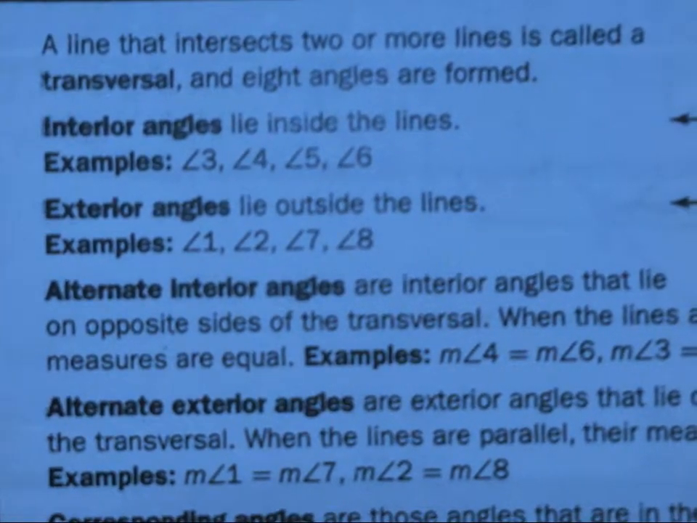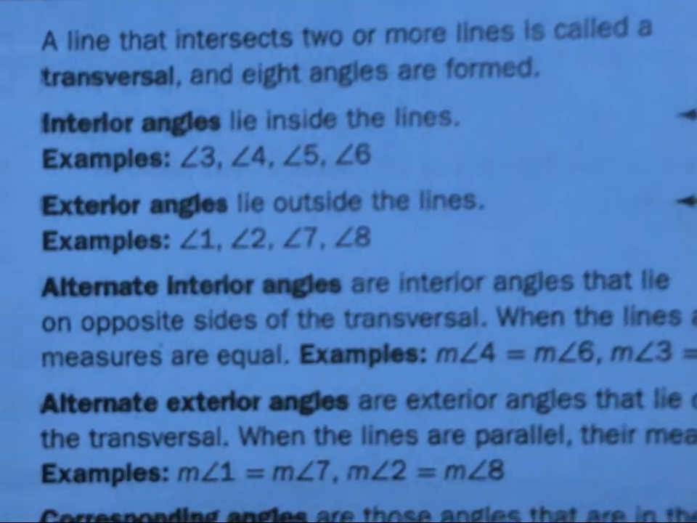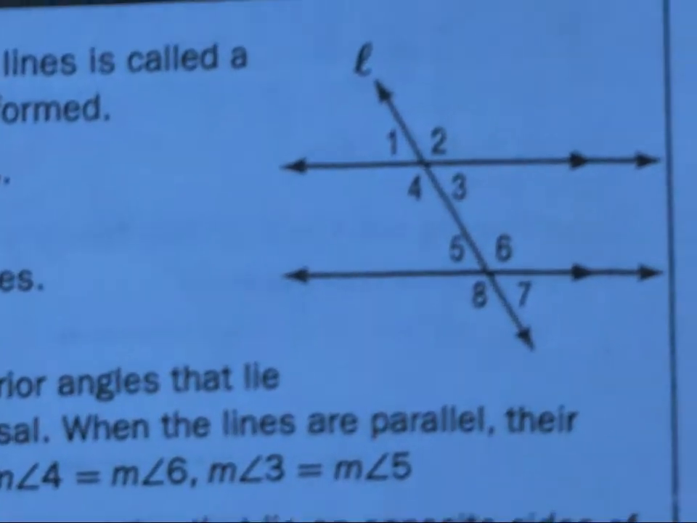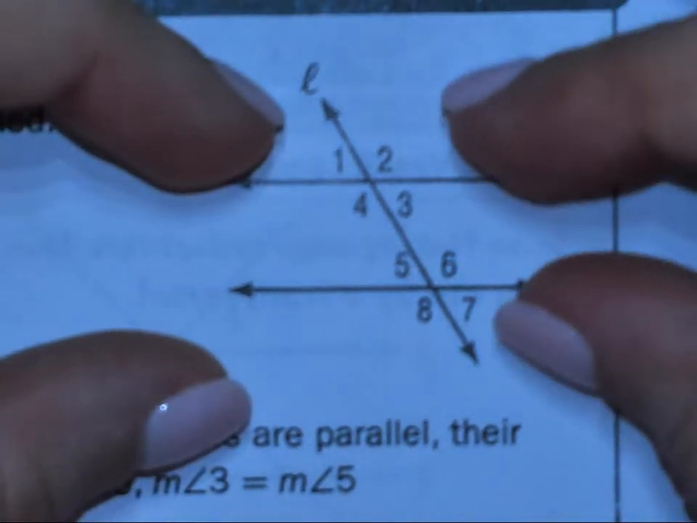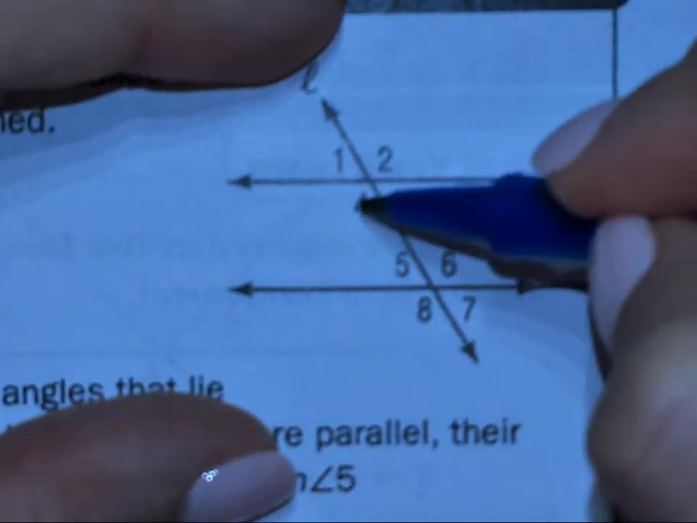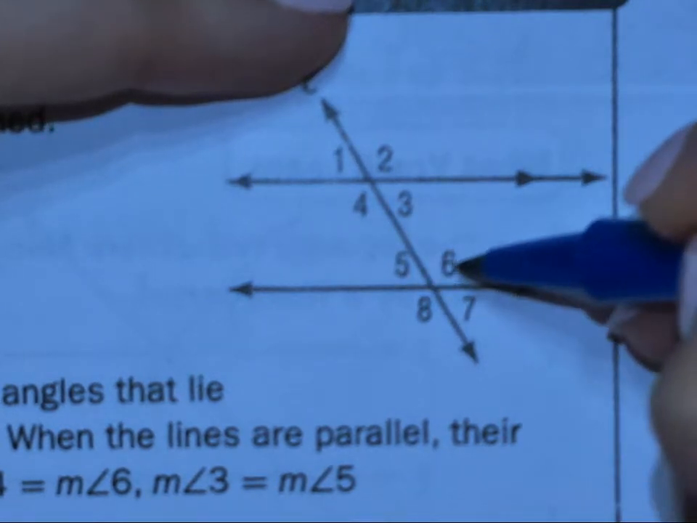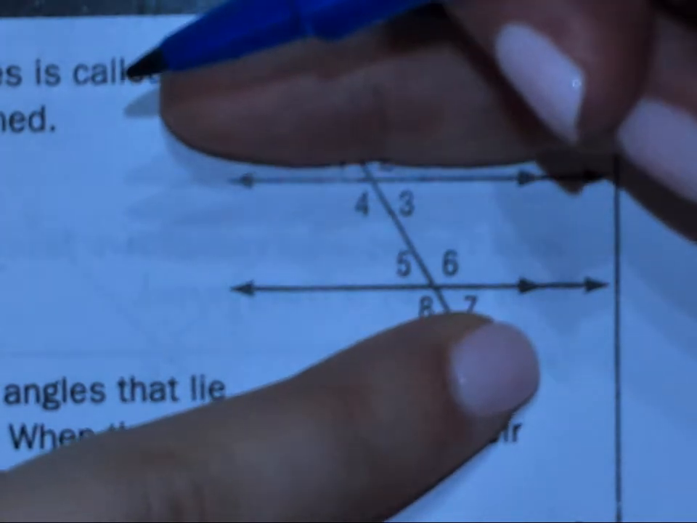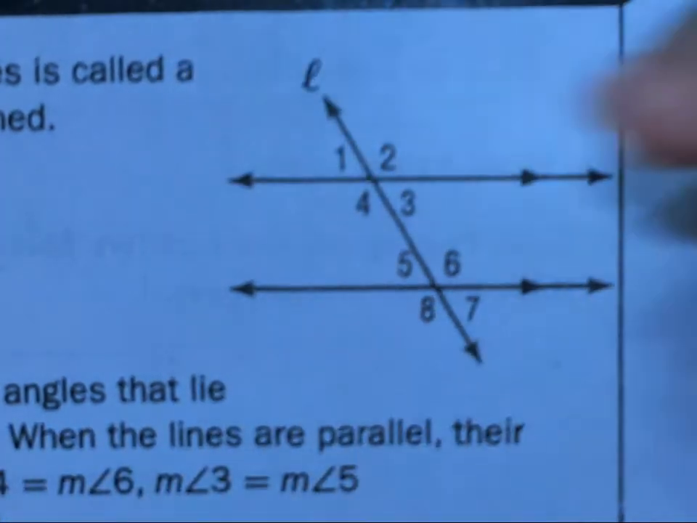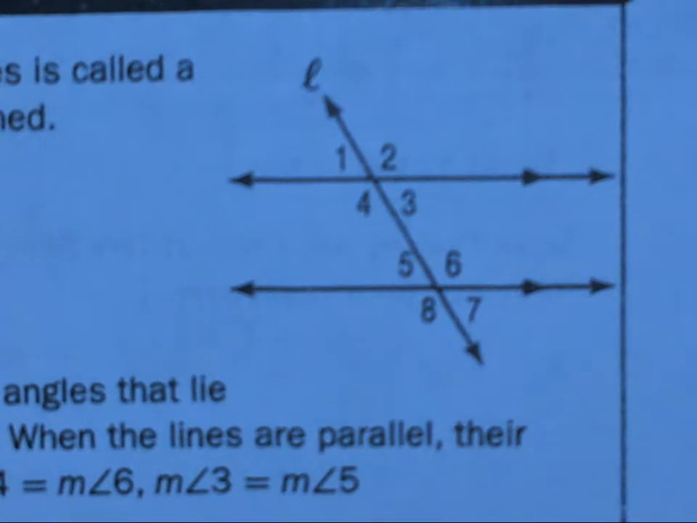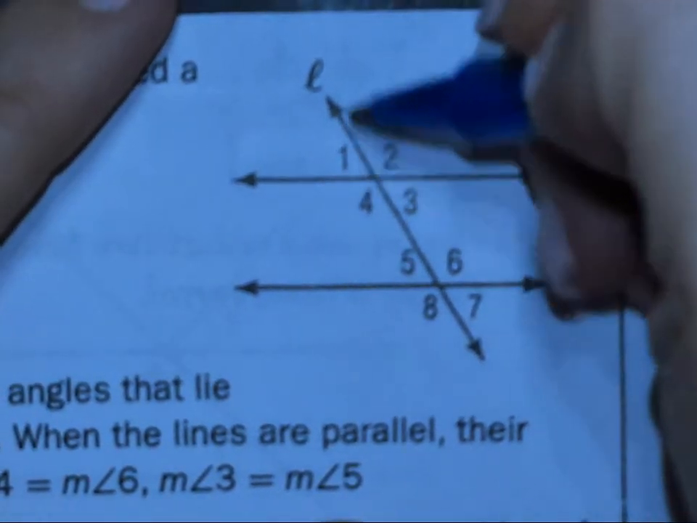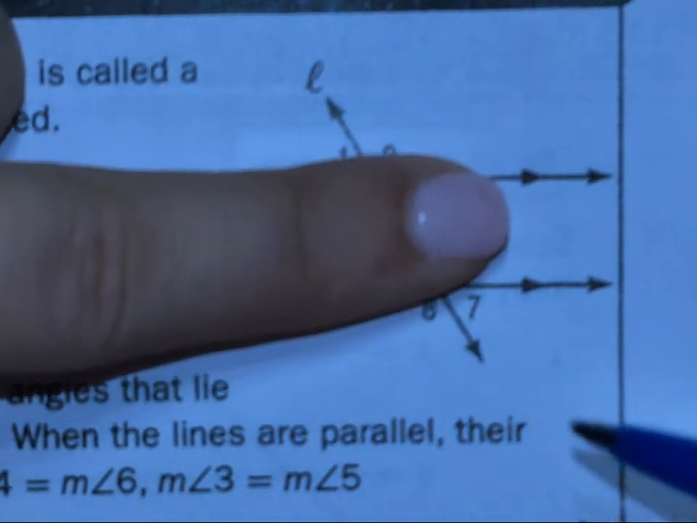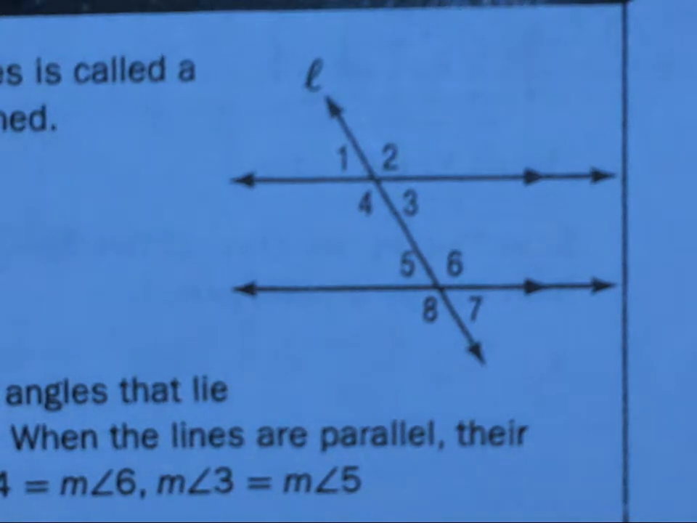So first of all, I have interior angles. Interior means inside, right? So all of the angles that are inside of those parallel lines, those are interior angles. So angle 4, angle 3, angle 5, and angle 6. Those are interior angles because they lie inside of those parallel lines, okay? Exact opposite from that is your exterior angles. So your exterior angles lie outside of those parallel lines. So angle 1 and angle 2, and angle 8 and angle 7. Those are your exterior angles, okay?